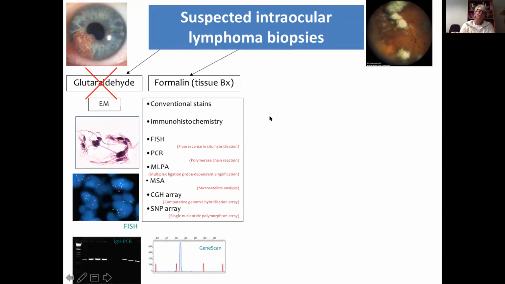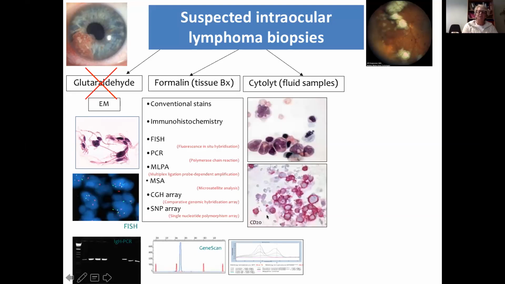So if your ocular oncologist sends you a tissue biopsy, then that should be put in buffered formalin, and a whole range of different molecular techniques can be undertaken on these samples. If they send you fluid samples, then I actually don't like formalin. I much prefer something called Cytolite or HOPE fixation, which are soft fixation preservatives, and allow you to undertake immunocytology and also extract DNA from the samples.